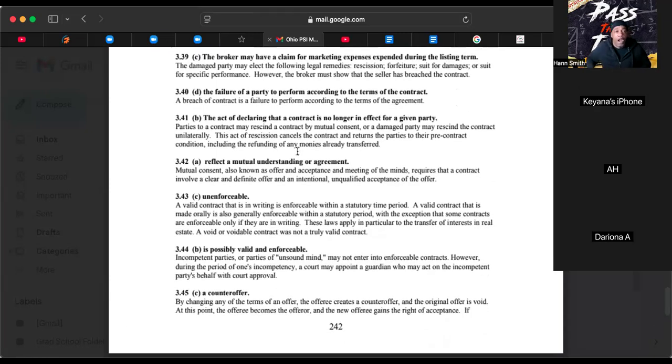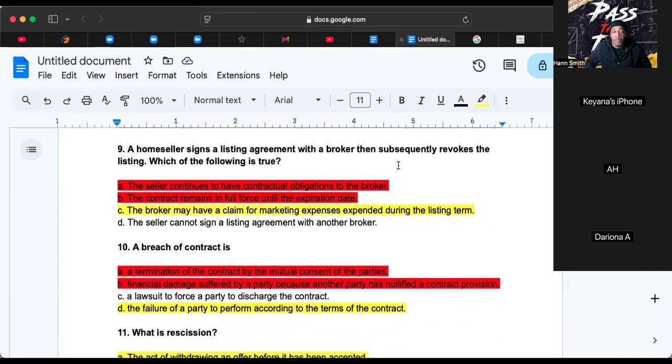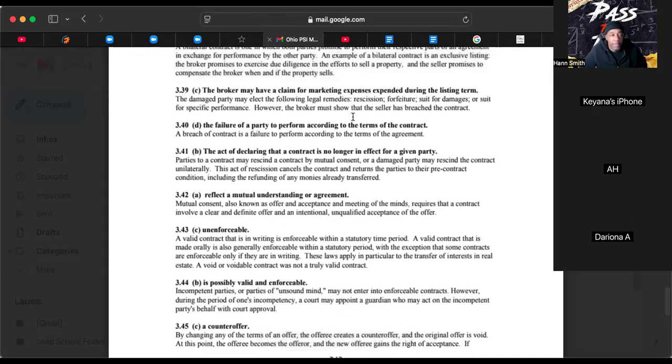Number 9. All right, we said the broker may have a claim for marketing expenses expended during the listing term. I directly remember that one because it said a seller signs a listing agreement with the broker, then subsequently revokes the listing. Which of the following is true? We said the broker may have a claim for marketing expenses expended during the listing term. All right, and the answer is, we said that the damaged party may elect the following legal remedies: rescission, forfeiture, suit for damages, or suit for specific performance.